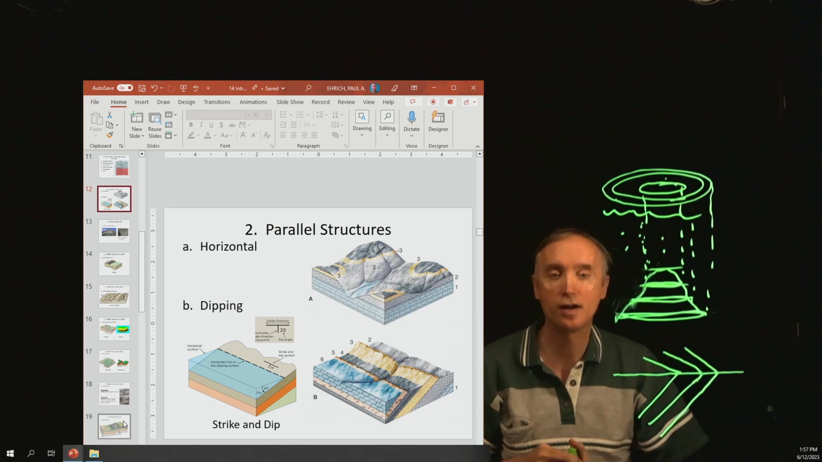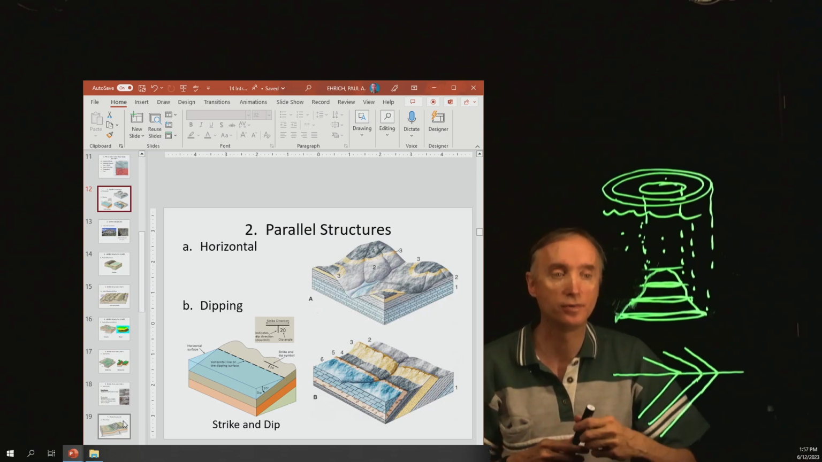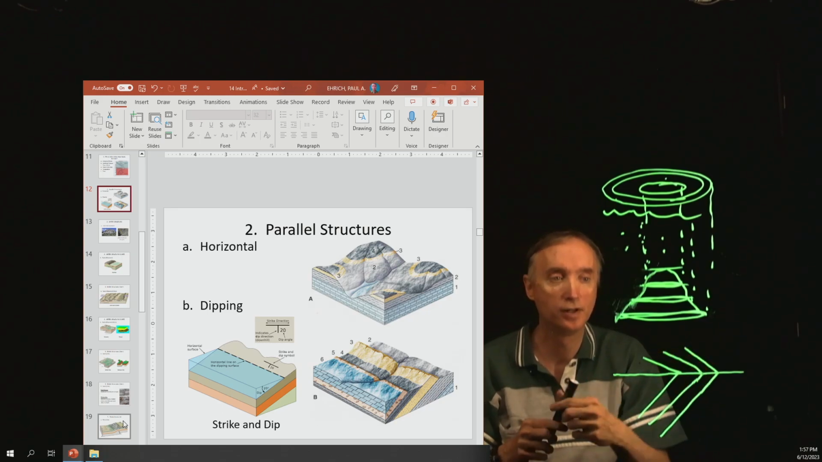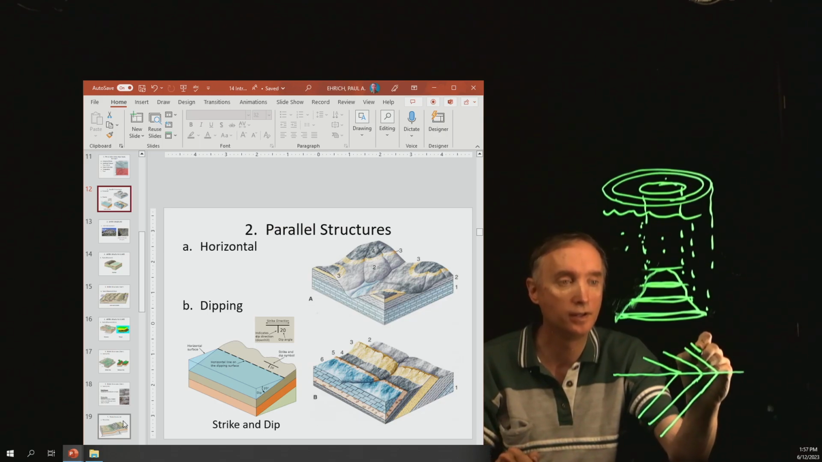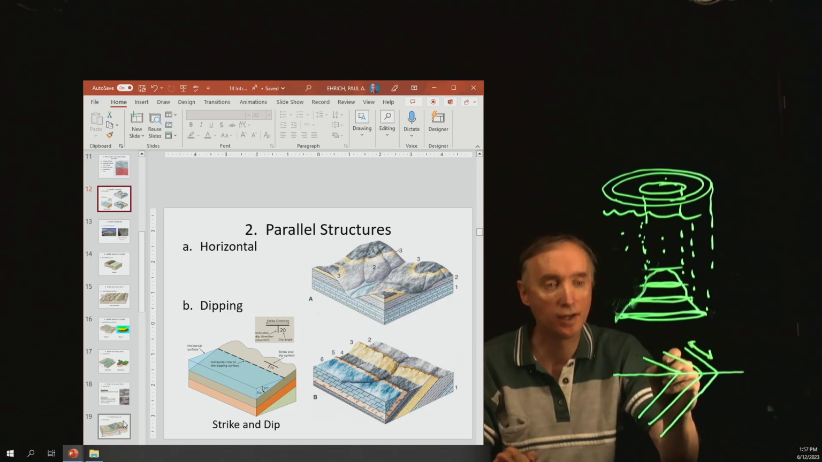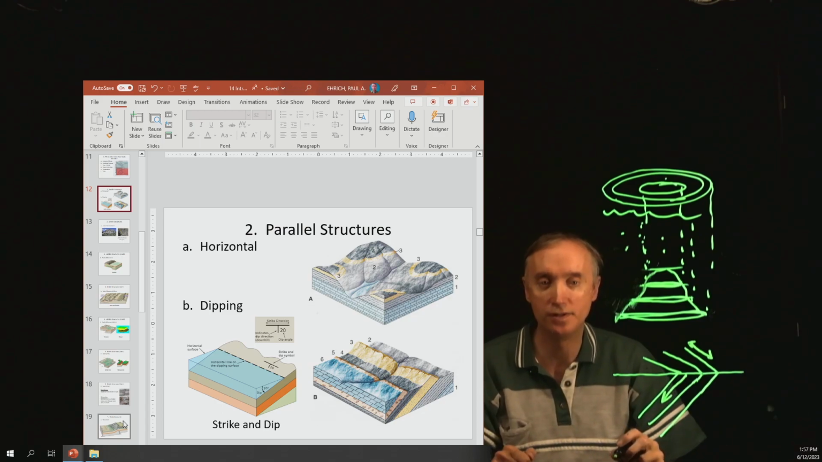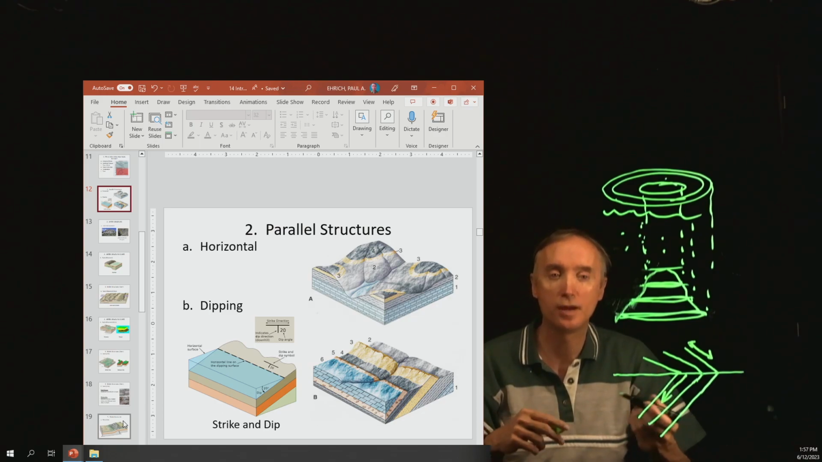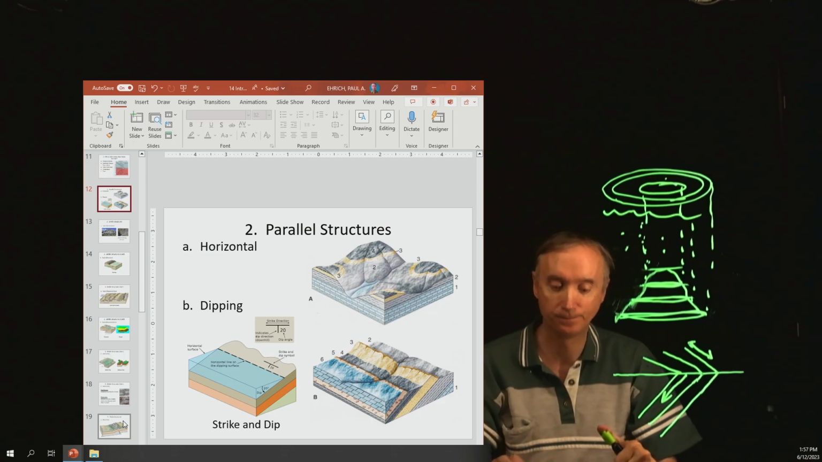Now we can describe the orientation of those stripes by using the words strike and dip. Here is the surface view, and these rocks are going to be going in this direction, so that's going to be the strike. Then this angle that it makes as it goes back into the earth, that's going to be the dip. So you can measure the strike of a bed and then the dip of a bed.